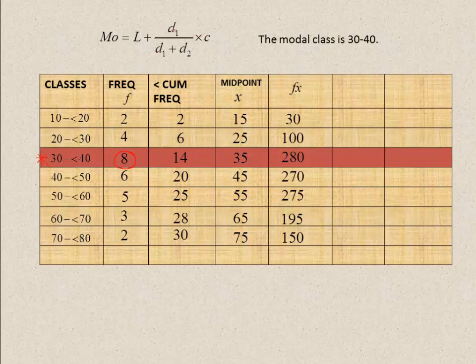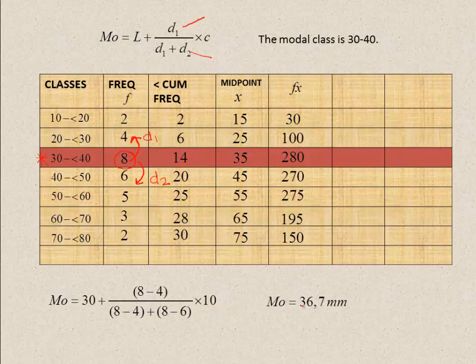Very good. Now comes this concept about the differences. D1 is the first difference. D2 is the second difference. Remember, I'm dealing with this class. The first difference, when I deal with the frequencies, guys, is that one minus that one. That's D1. And your second difference is that one minus that one. That becomes your D2. Easy to remember, guys. First difference, second difference. Lower limit is 30. That's 8 minus 4. 8 minus 4 plus 8 minus 6 multiplied by 10. And my modal value is 36.7 millimeters. Very good.